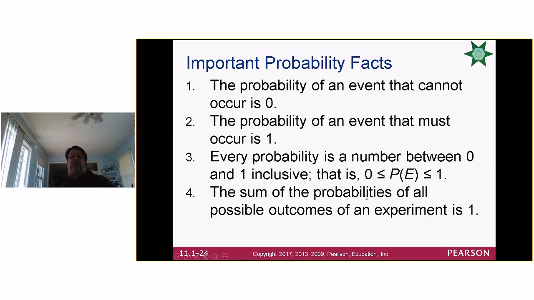The sum of all the probabilities of all possible outcomes is equal to 1. What's the probability of flipping a head? 1/2. What's the probability of flipping a tail? 1/2. Add them together. 1/2 plus 1/2 equals what? A whole.